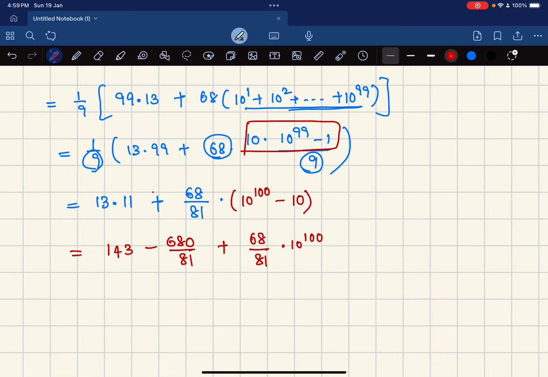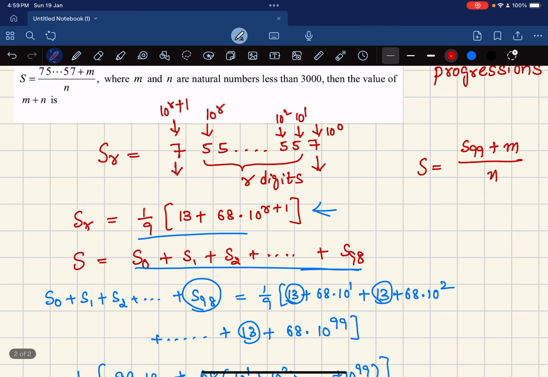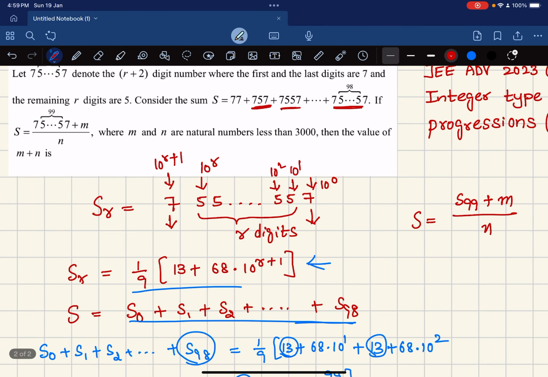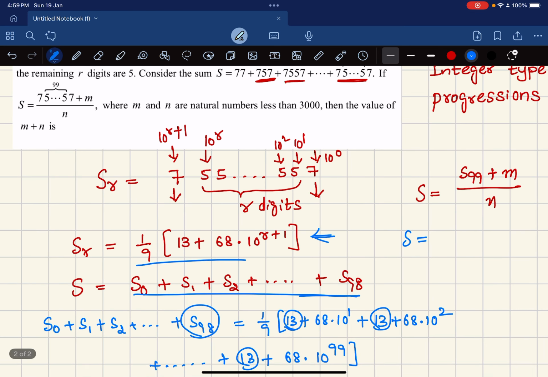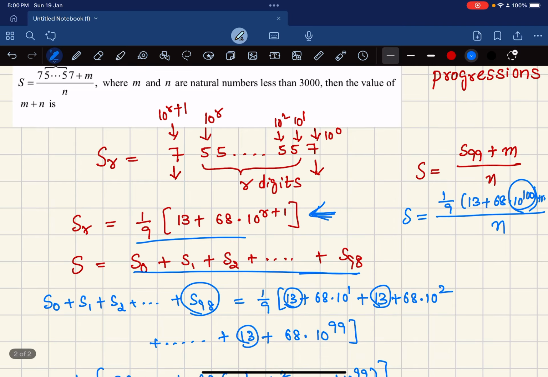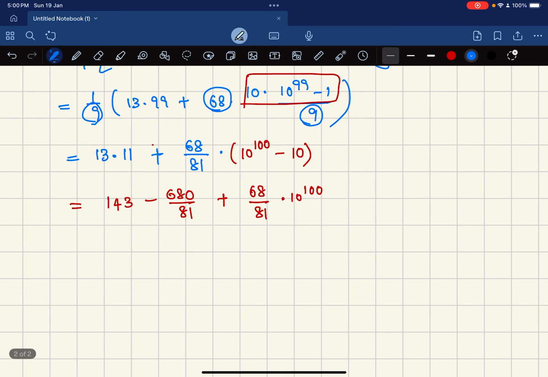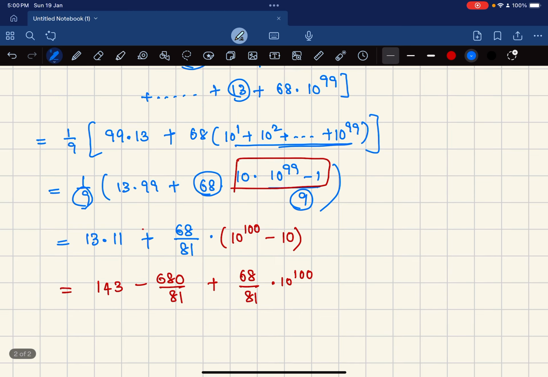All right. Now before simplifying this, let us check what this is. So here it is given that S is equal to S99. What is S99? From this formula we get 1 by 9 into 13 plus 68 times 10 to the power 100 plus M by N. So we have a 10 to the power 100 term here. So this is S.